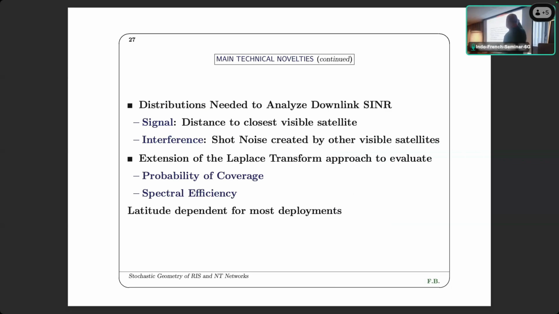Right, and as I said, you can guess what the difficulties are. You have to assess what the signal is. So what is the closest satellite? So you ask for Voronoi on the sphere. You ask indeed for Voronoi with this spherical geometry, which is completely new, and that will give you the power of the signal. And the interference will be shot noise by all satellites on these orbits except the closest. But in principle, this is the same machinery, right? So this is universal. You can compute these Laplace transforms and hence get quality of coverage and spectral efficiency, and of course this will be defined for most deployment latitudes.